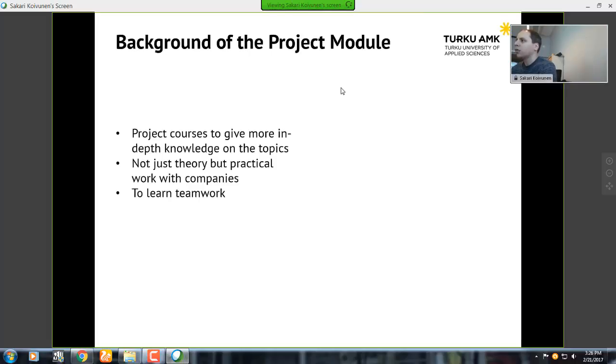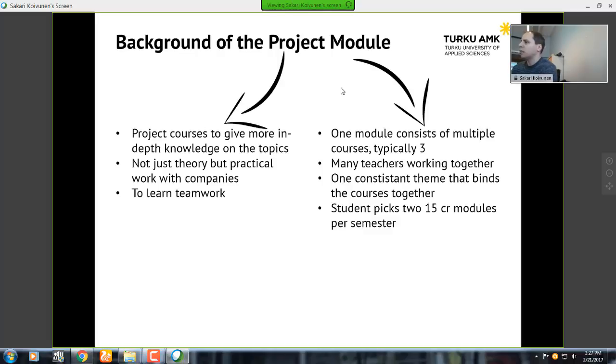So the background of the project module is that we need to find projects for students, so they will learn more in-depth knowledge of the topics, learn that with the industry, and get practical experience in how to apply their knowledge and how to work in teams.